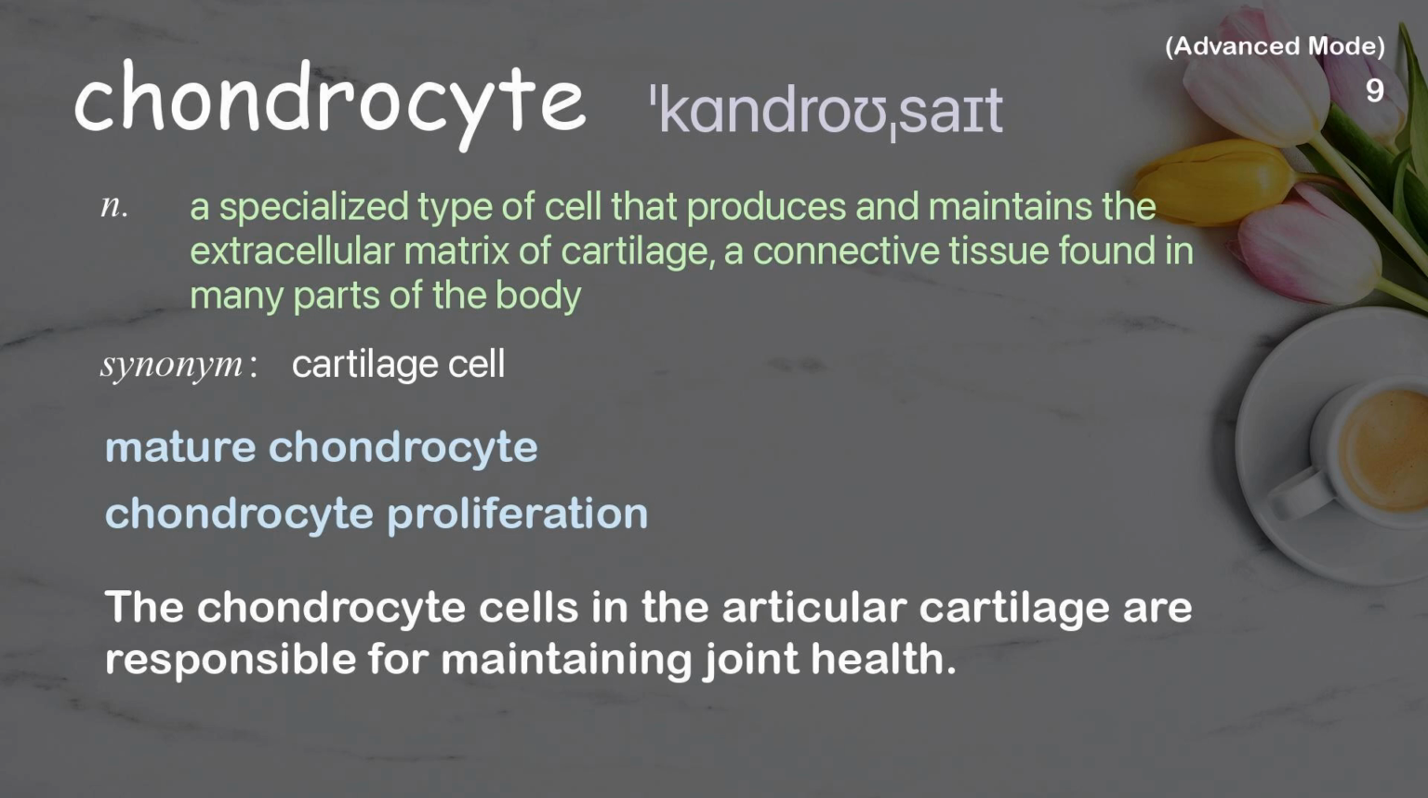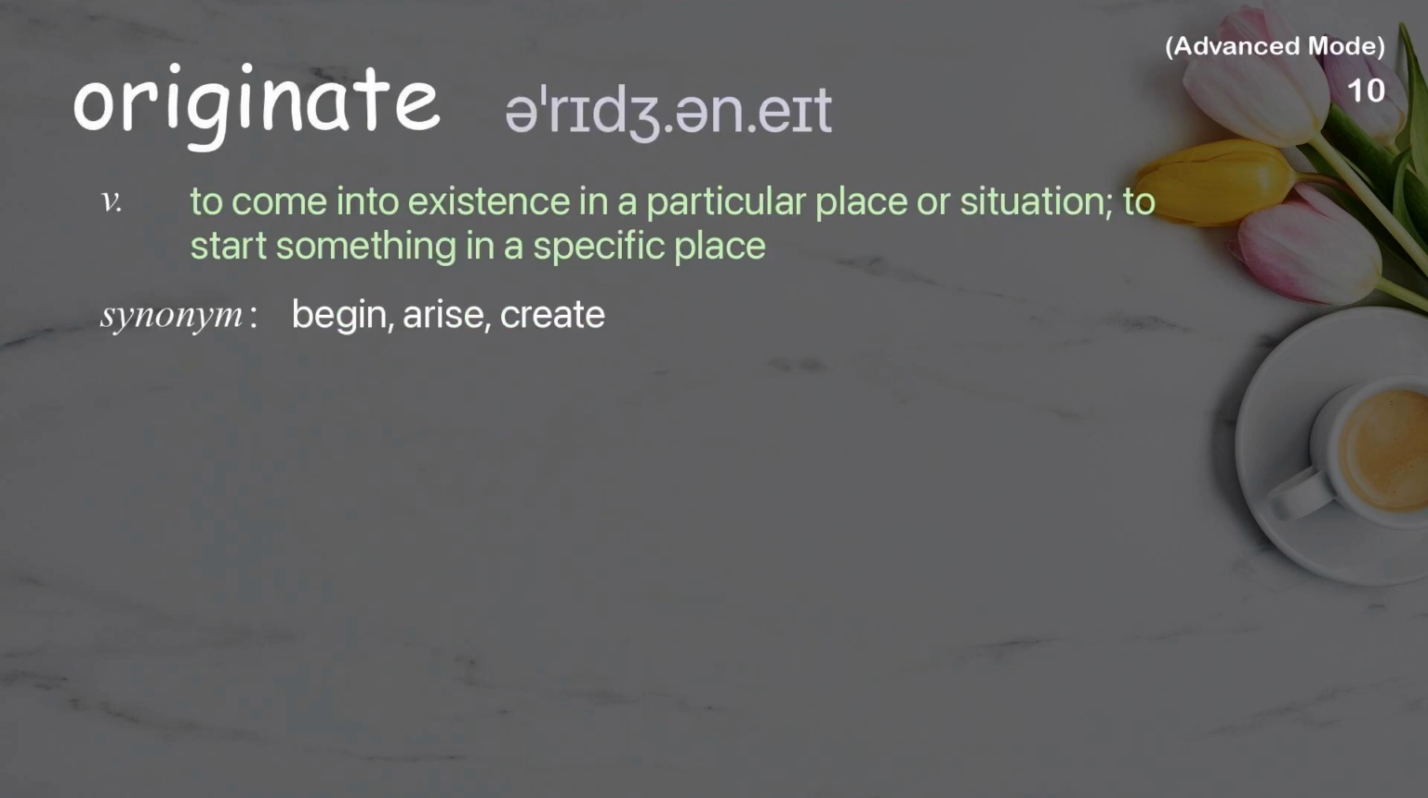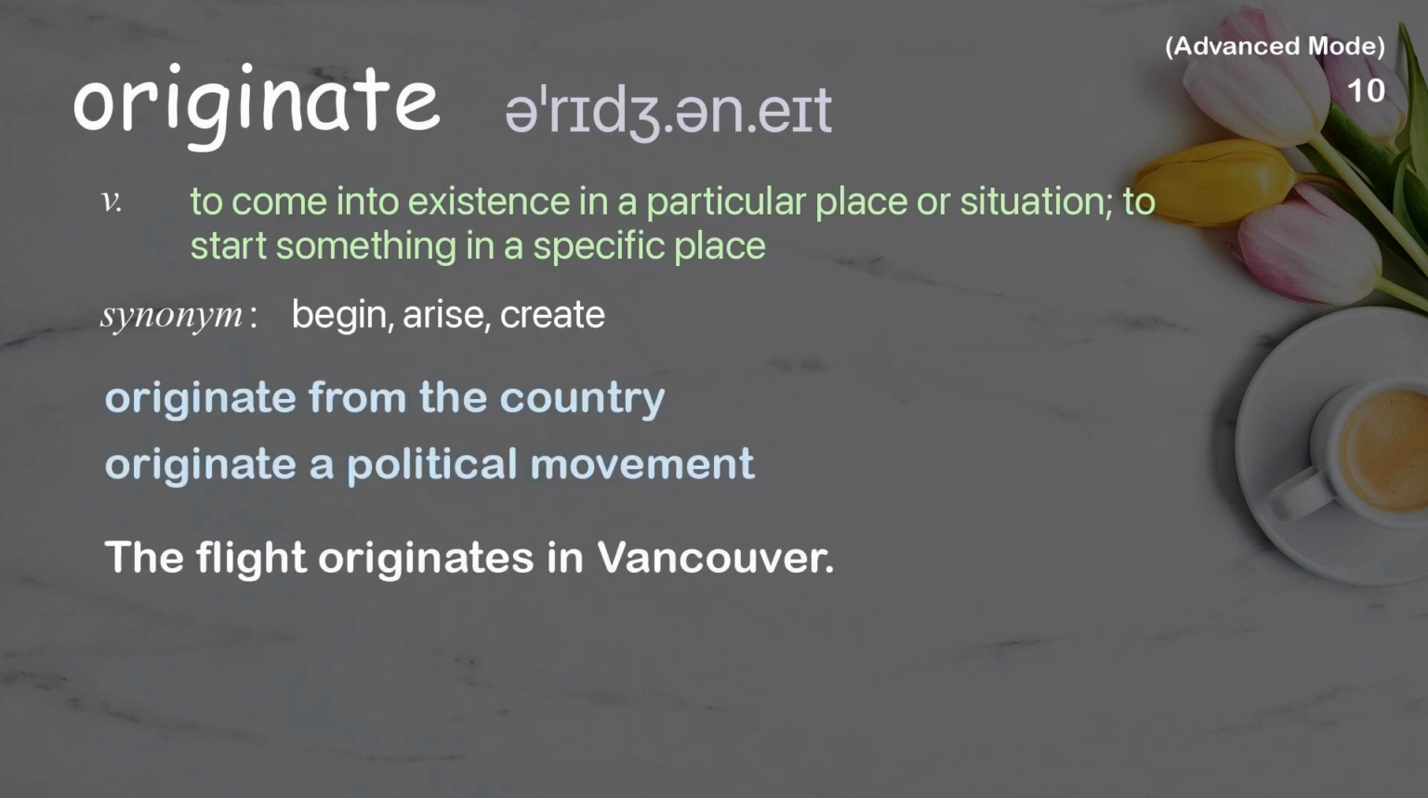Originate. To come into existence in a particular place or situation; to start something in a specific place. Examples: Originate from the country. Originate a political movement. The flight originates in Vancouver.